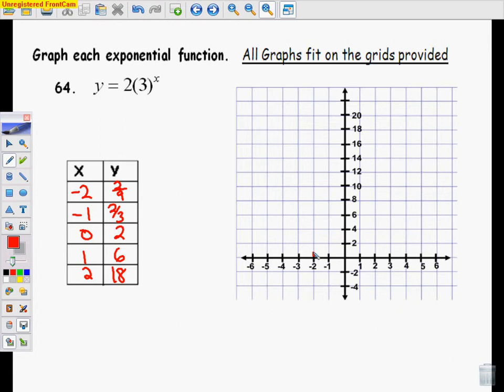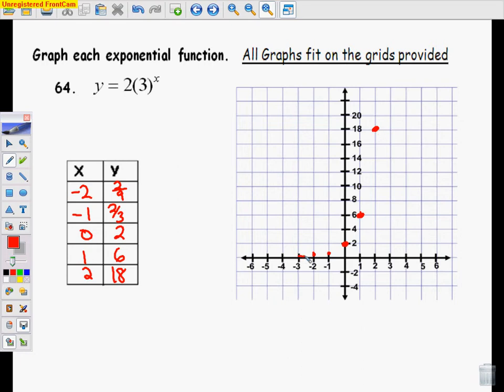(-1, 2/3). Well, that's going to be around about here. Remember, we're counting by twos, so 1 is like right there. So 2/3 is a little bit below that. Well, a third of a way below that, actually. Exactly. (0, 2) is here. (1, 6) is here. And (2, 18) is here. Okay?